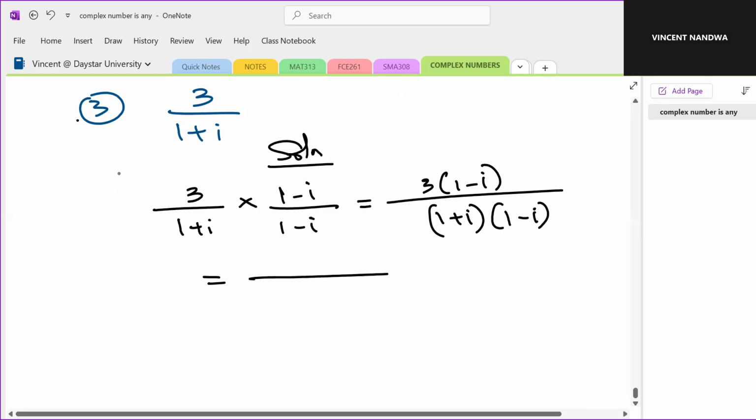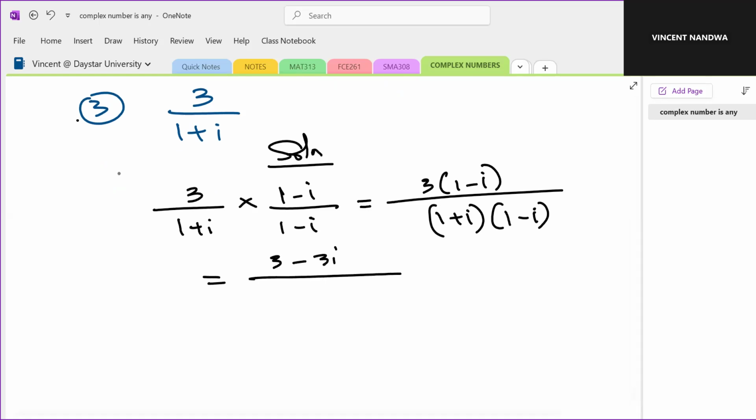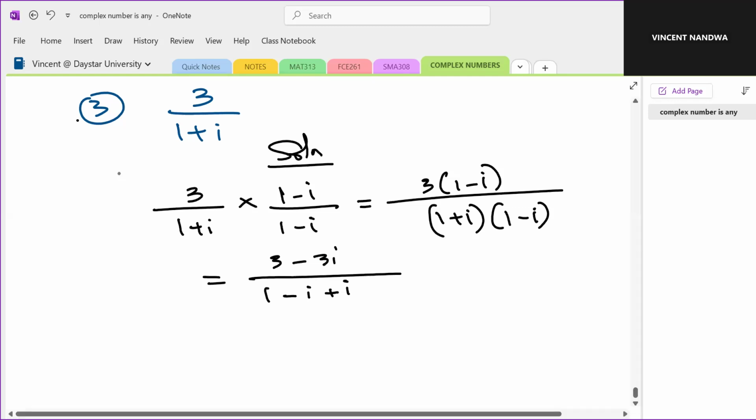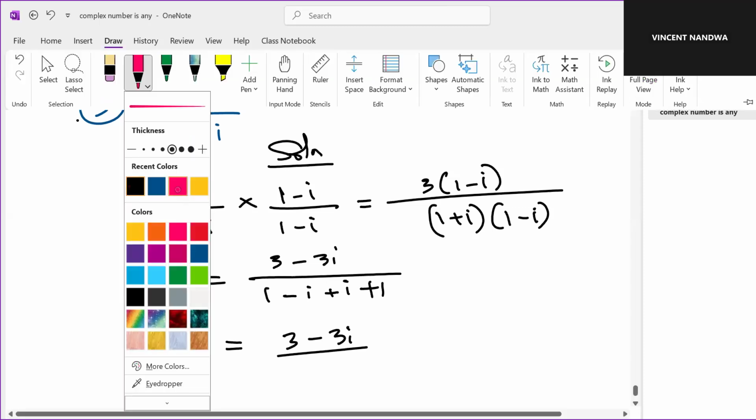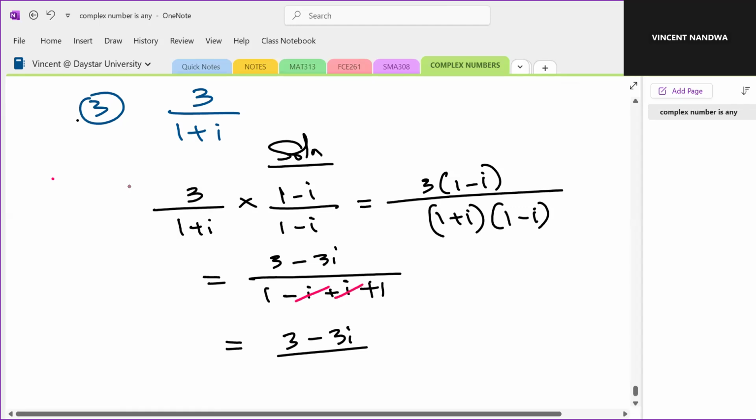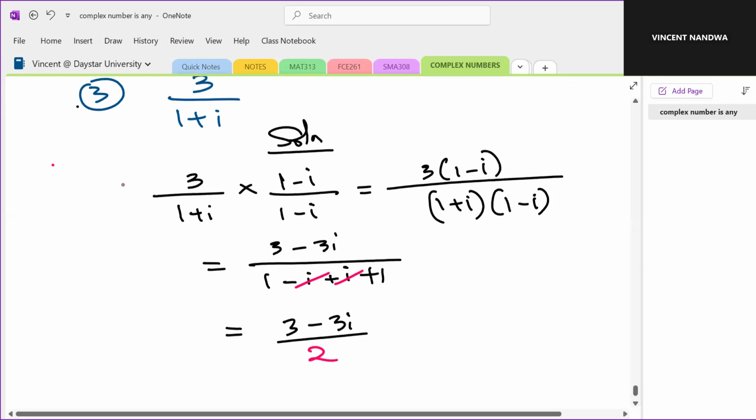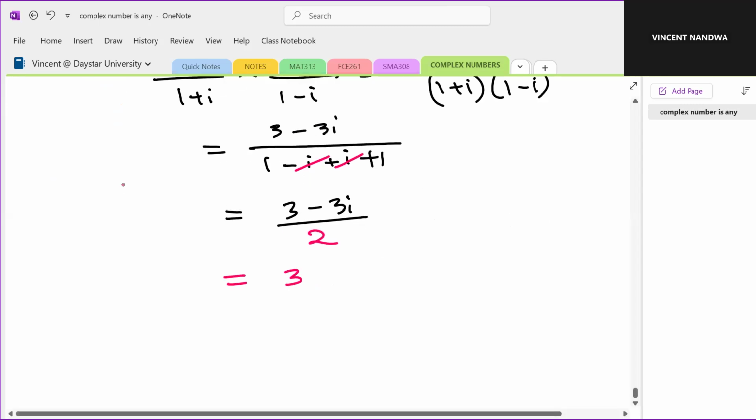3 times 1 is 3, minus 3i. 1 times 1 is 1. 1 times minus i is minus i. i times 1 is plus i, i times minus i is minus i squared, and i squared is minus 1. So minus 1 times minus 1 is plus 1. So this will be 3 minus 3i. And remember, the middle terms here cancel out. So minus i and positive i cancel out, and the remaining is 2. Then to write in the required form, we'll have 3 over 2 minus 3 over 2i.